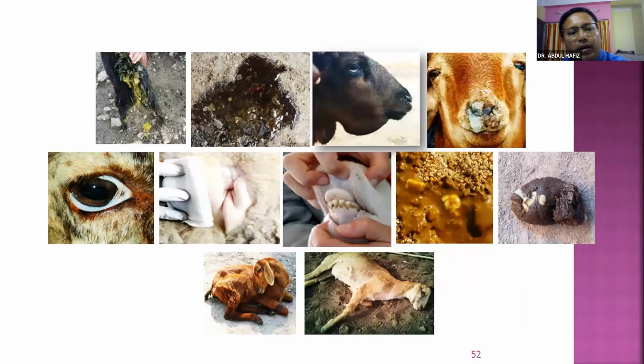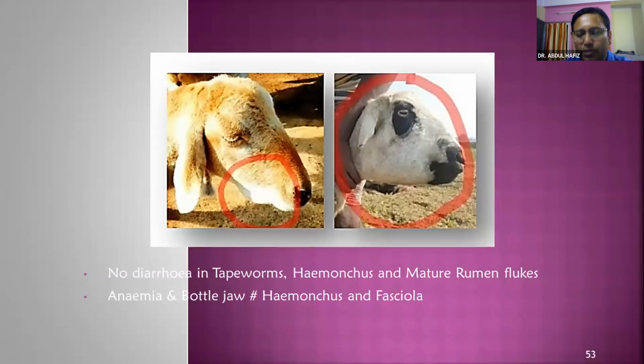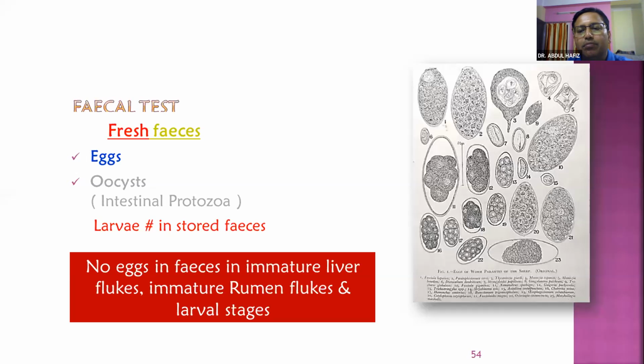See the photographs on this topic. Here in the first photograph, loose motions with mucus coming out. And there is pale mucous membrane in case of haemonchosis, and foul smelling feces. See this fecal matter containing tapeworm also. This is a botulism condition. These are common photographs of GI parasites.